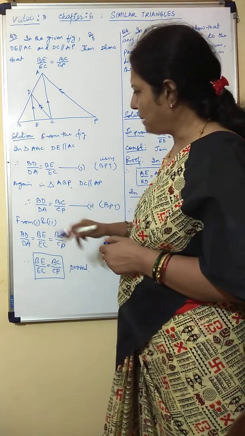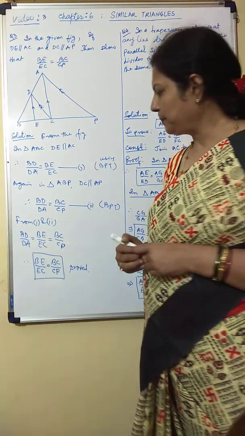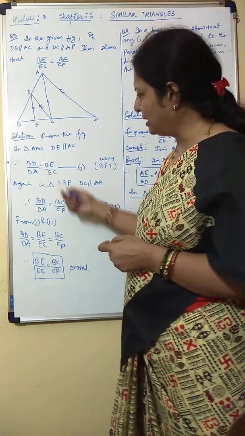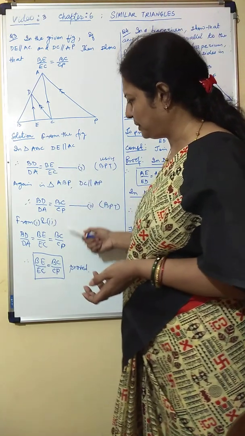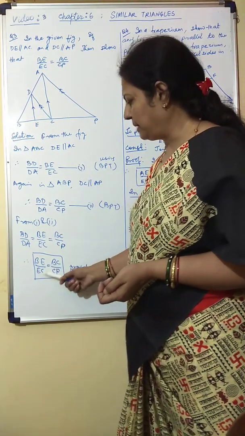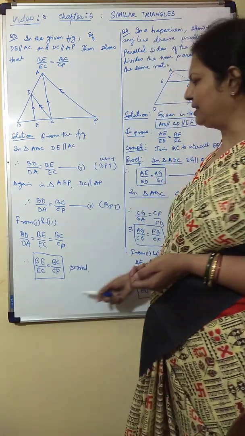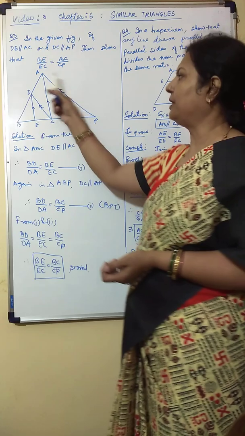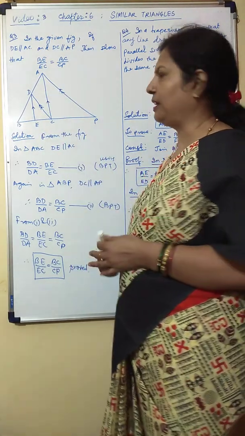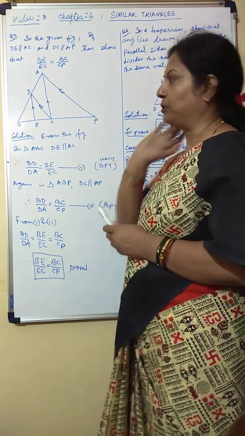So clearly, BD by DA is equal to BE by EC is equal to BC by CP. That means these ratios are all equal. So we can clearly see from here that BE by EC is equal to BC by CP. This is only the way of writing it. Hence proved. This is what we were asked to prove. You can clearly see this is a simple question. The only thing is that you are given two different triangles and pairs of parallel lines, and it does not involve any numbers. It simply involves the application of basic proportionality.